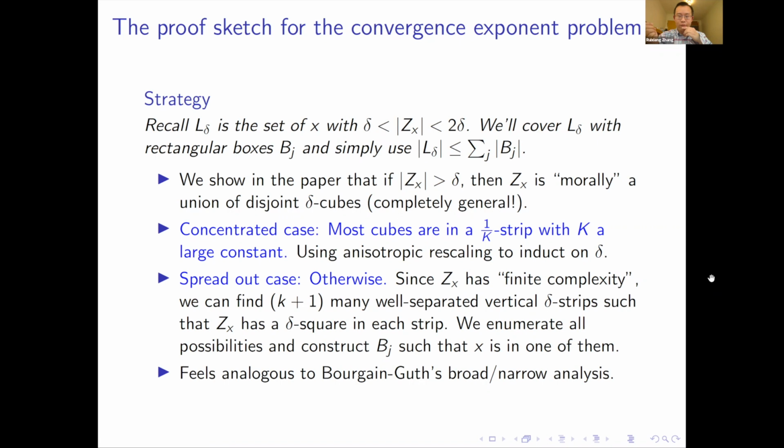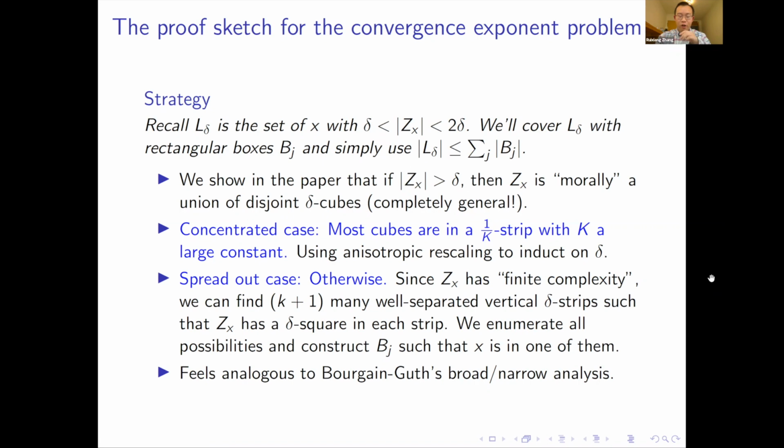And at this point, I'll just say that in the spread out case, we can fix a couple of delta strips such that, for most x with large stationary sets, you can find one delta cube on each strip that we just chose, such that the stationary sets has one of each of them. So I'll show you a picture on the next slide, hopefully to illustrate this.